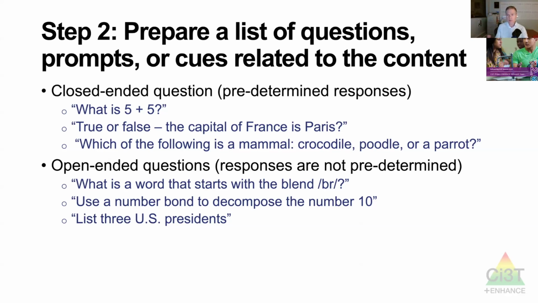And they're going to show me thumbs up or thumbs down, for example. So I'm going to have a bunch of closed-ended questions, things that have a predetermined response, whether it's multiple choice or a certain word or a certain number, true or false. Or I might have open-ended questions, responses that are not predetermined.